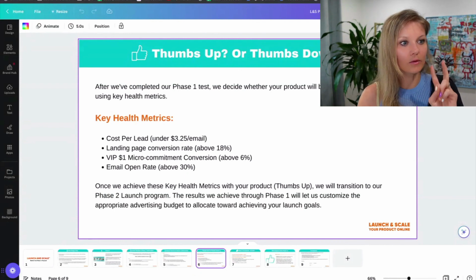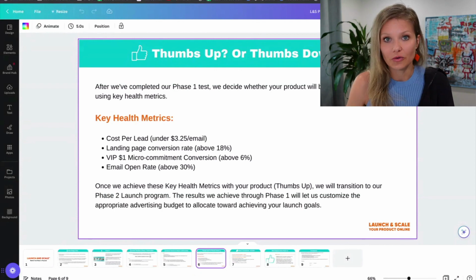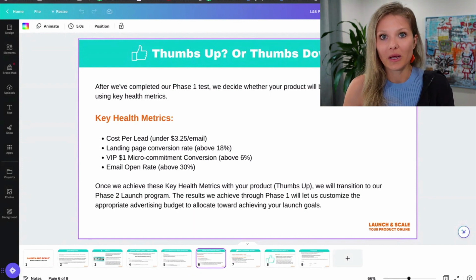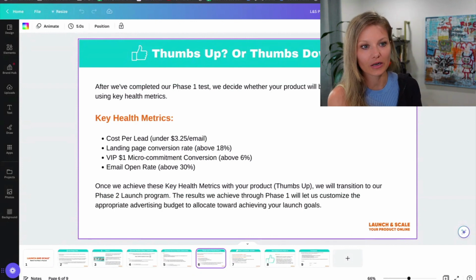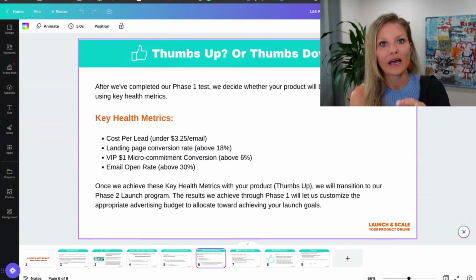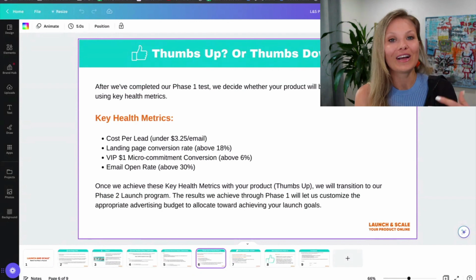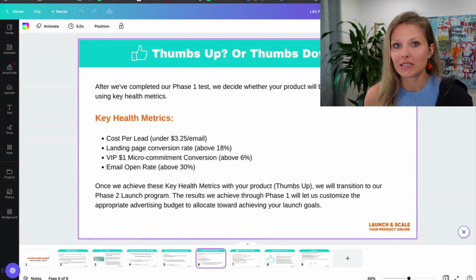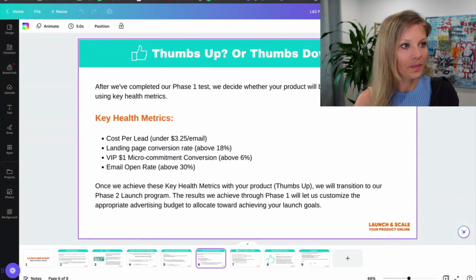Come on. Number two, landing page conversion rate above 18%. So what this means is, for every 100 people that come to this page, for us to know that the messaging on this page and the way we've presented the product resonates, we want to see 18 people or more give us their email address. That's what 18% means. Okay.